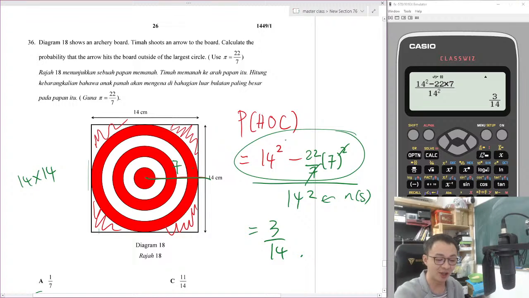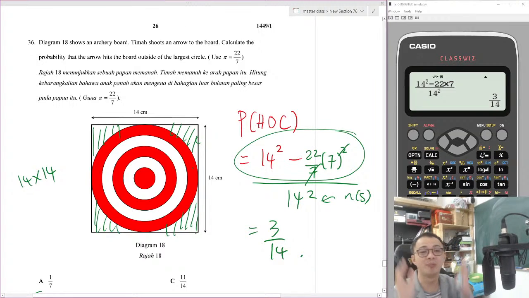Okay, I am trying to find the red color zone. I mean, I don't use red color. I am trying to find the green color zone. I try to find here. Okay, so this is the reason why I use the board 14 times 14 minus the circle to get the green color zone. Okay.